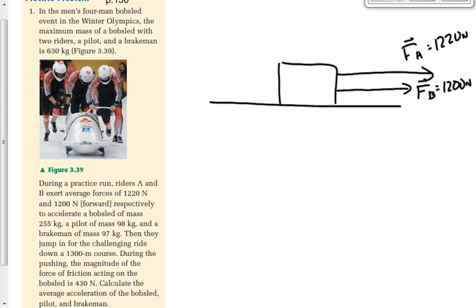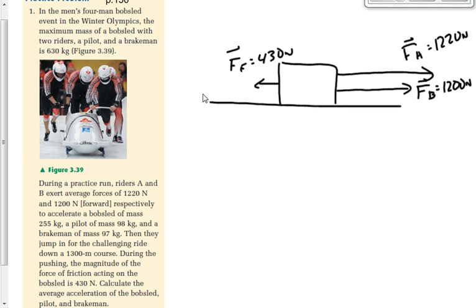Which way does friction act? To the right or to the left? Which way is it going to move here? If these guys are pushing it to the right, it isn't going to all of a sudden start moving to the left. It's going to move to the right, therefore friction is going to act to the left. It's a small value, 430 newtons. Right there.